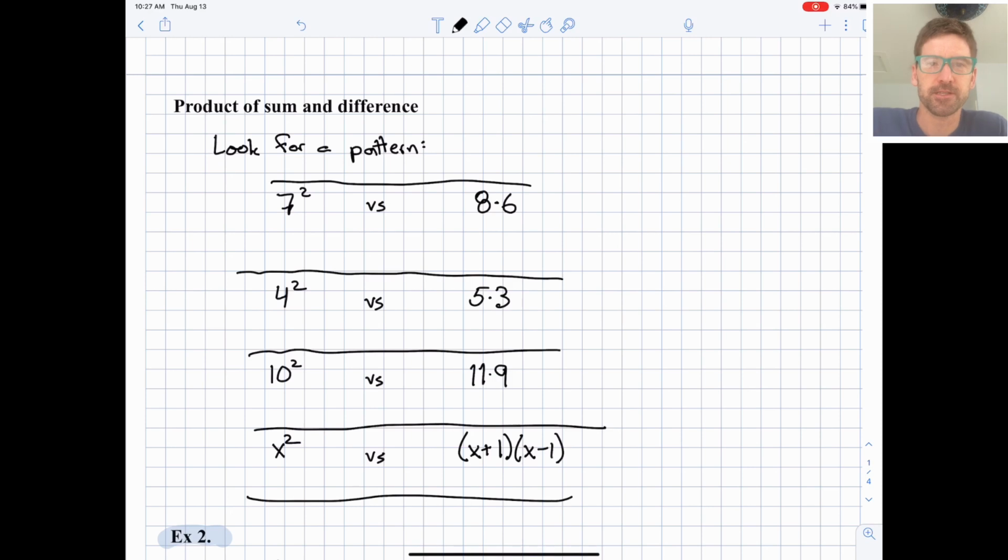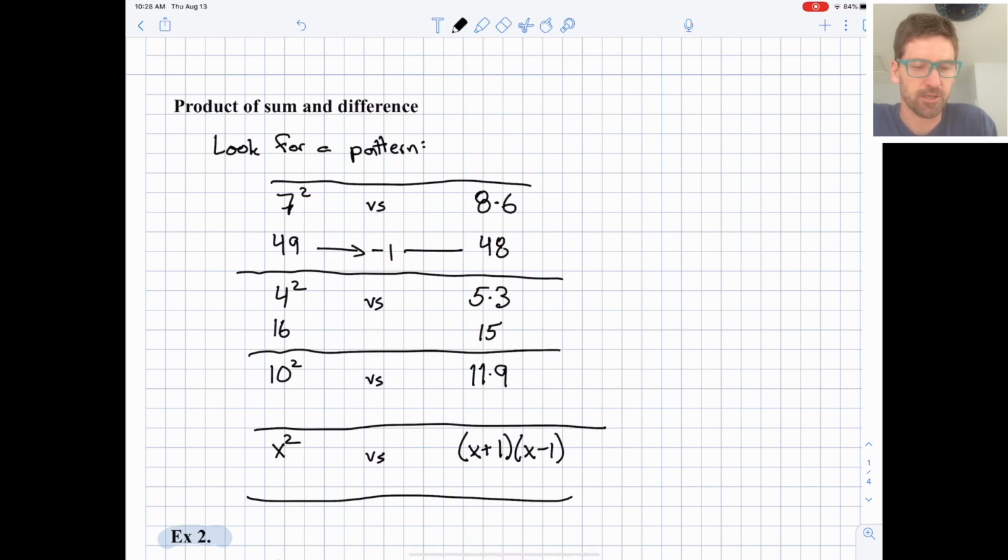So 7 squared versus 8 times 6. Okay, 7 squared I hope we know is 49, and 8 times 6 is 48. How are those two related to each other? 4 squared is 16. 5 times 3 is 15. Do you see a similar pattern? It looks like if we subtract 1, we get the next one. We subtract 1, we get that next number.